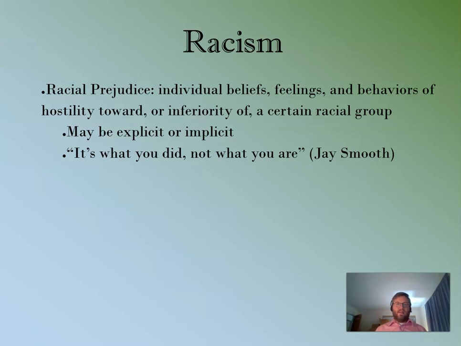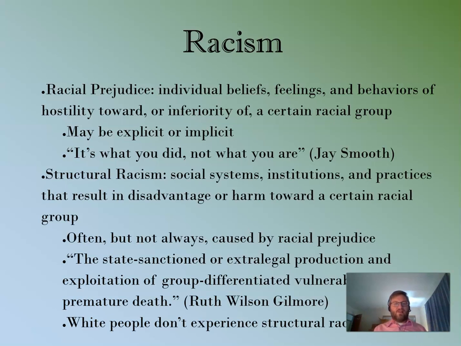And so I think it's useful to keep in mind this saying that I've got here that comes from a very popular video by Jay Smooth, where he said, it's what you did, not what you are. So keeping the focus on what people do, their actions, which people do actions all the time and can change their actions, rather than getting pulled into a discussion about whether racism is kind of an intrinsic feature of a particular person's character. So racial prejudice is one dimension of racism. It's one thing people mean when they use that term.